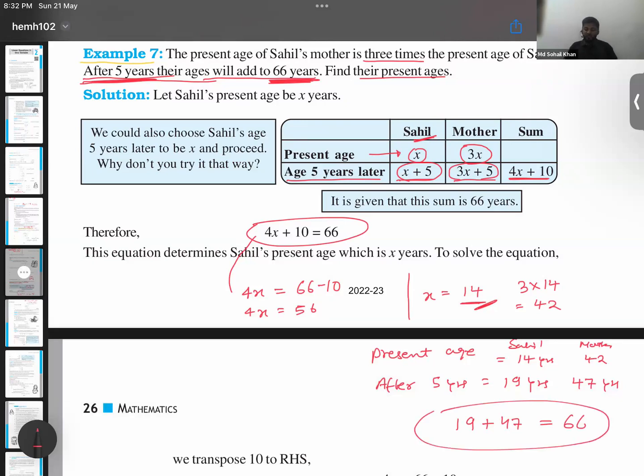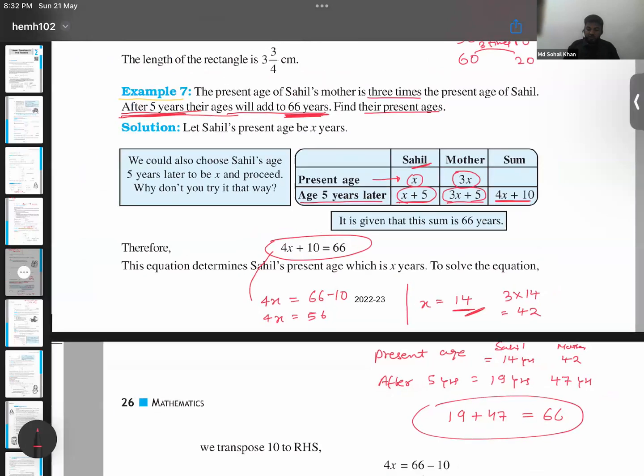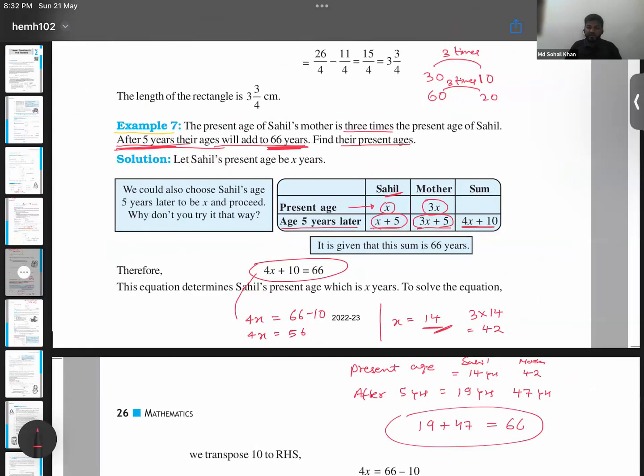Okay, I hope you got how we solve this question. Yes, Ahmed? If there's any confusion, I will explain again. Don't hesitate. No question, sir. Okay, very good.